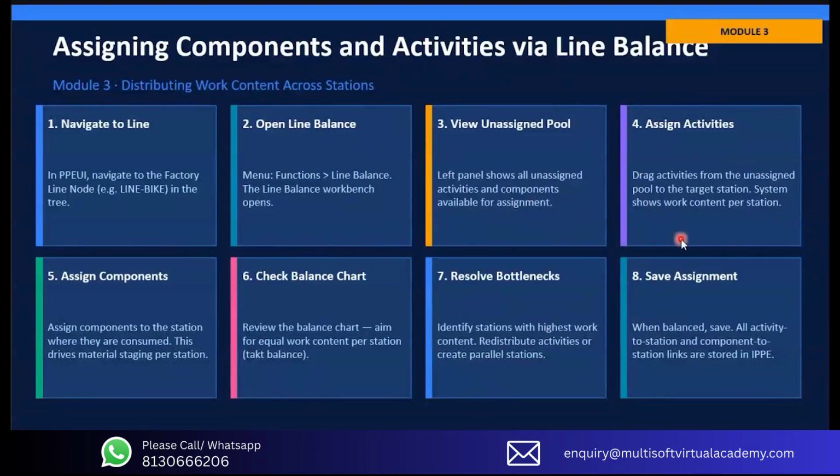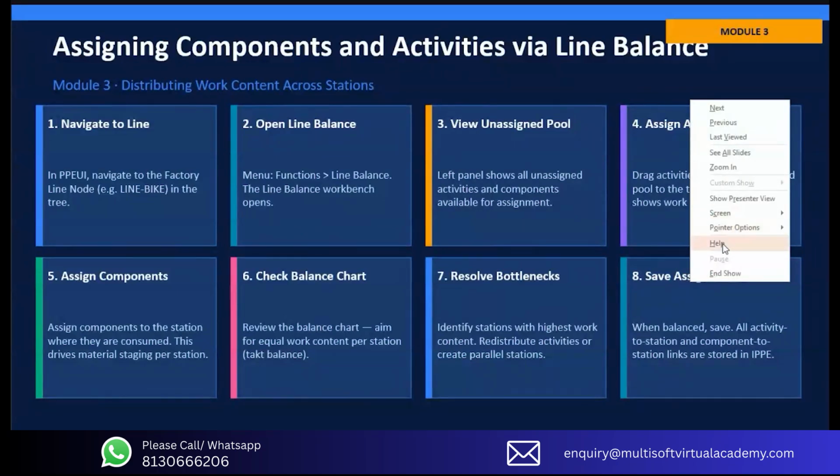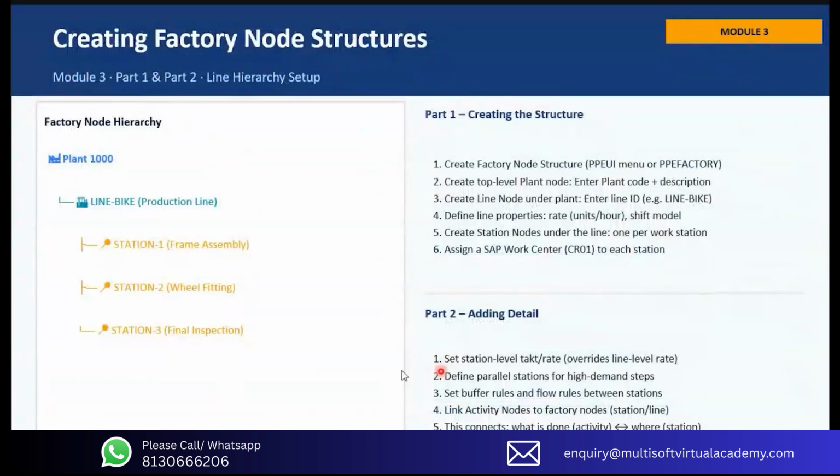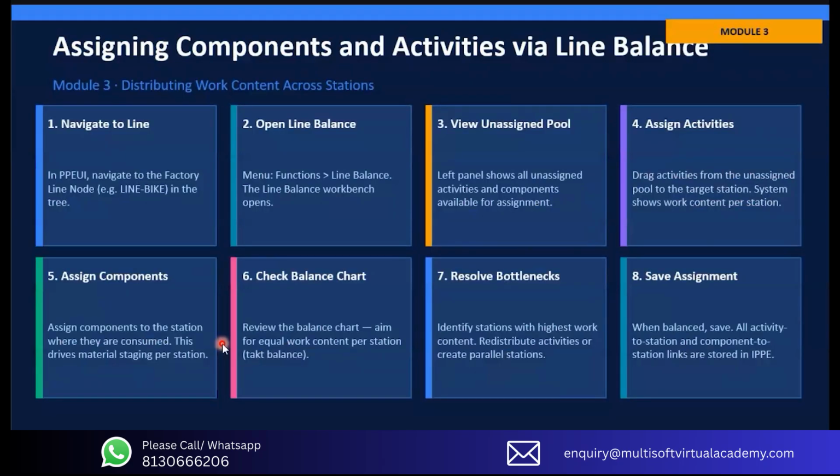Now you assign which activity and which component you need on the production line, on the assembly line. Here, if you see, frame assembly is one work center, wheel fitting and final inspection another one. Here we assign them, the four activities. Assign activities: drag activities from the unassigned pool to the target station. The system shows work content per station.